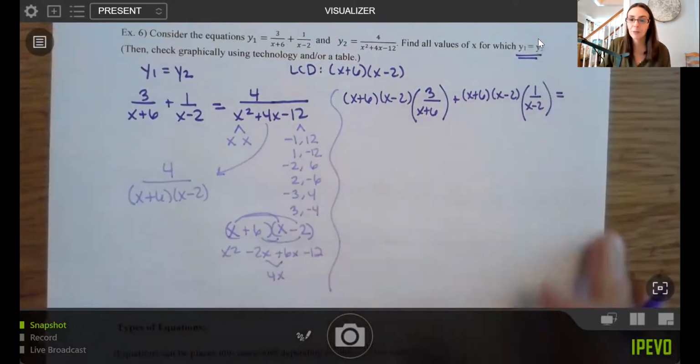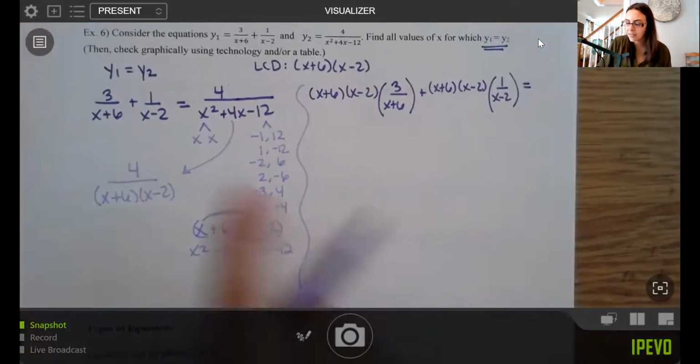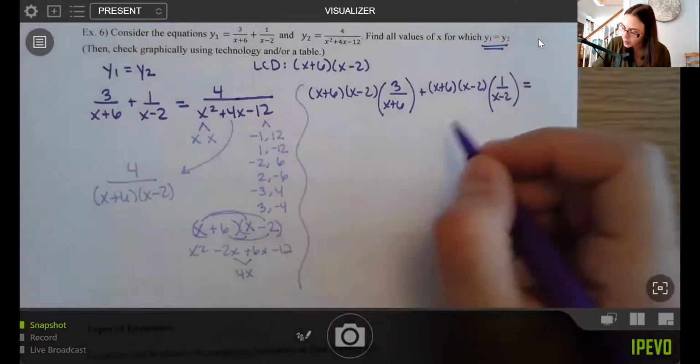And I'm going to run out of room here. So here's the left side. I'm going to write the right side just underneath. I apologize.